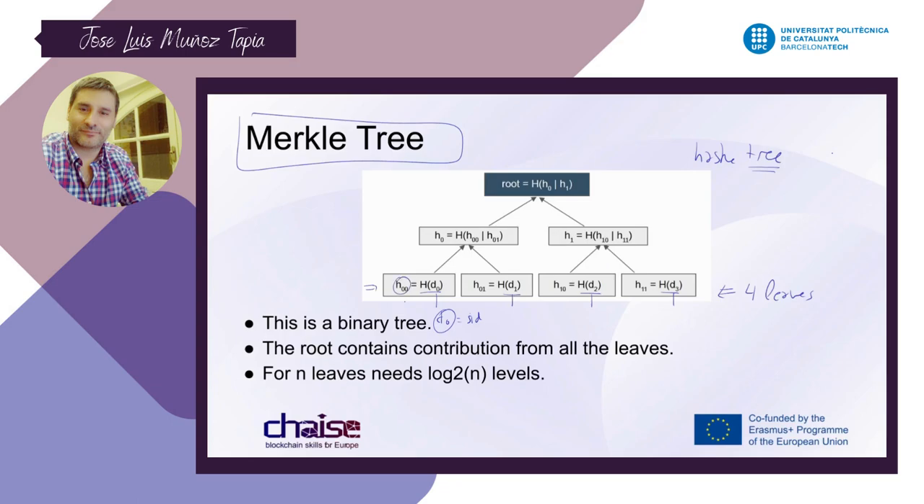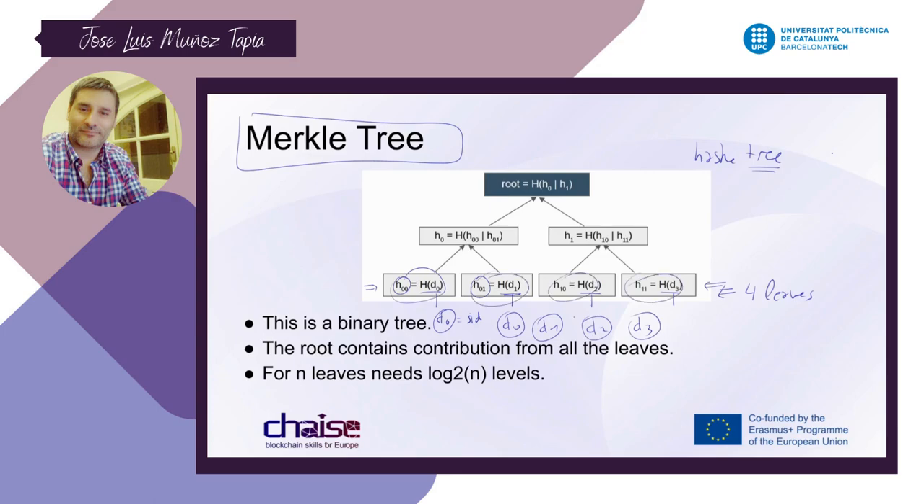So H00 is the first leaf, and it is the hash of the piece of data that is contained in this first leaf. H01 is the second leaf, and it is obtained by hashing the second piece of data that I'm including in the Merkle tree, and so on at the leaf level. I have four pieces of data in this example. I just hash each piece of data and obtain the leaves of my Merkle tree.